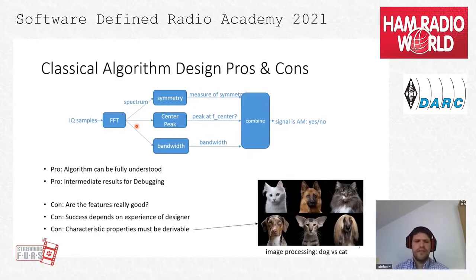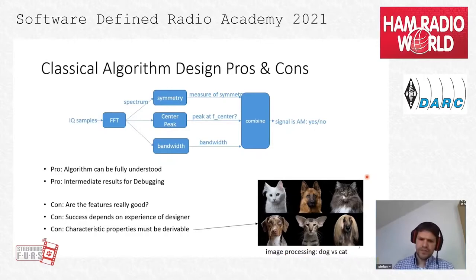But there are also some disadvantages. Are these three features really good? Or are there features which are even better? Yeah, this highly depends on the experience of the algorithm designer. And for some problems, it's even very, very hard to find characteristic properties.